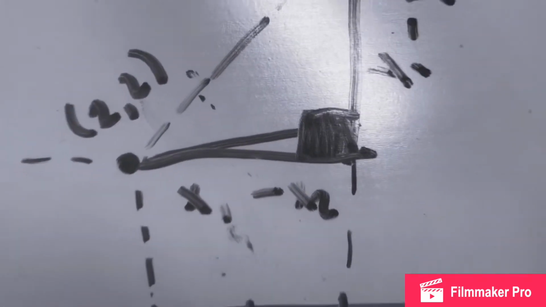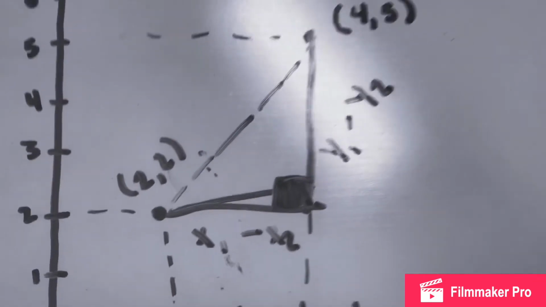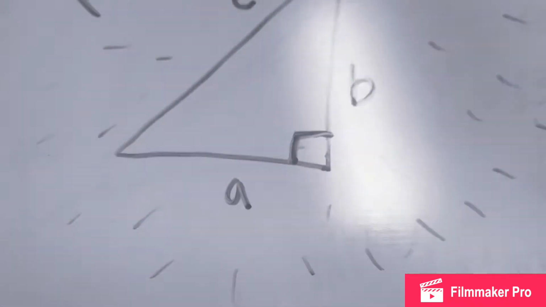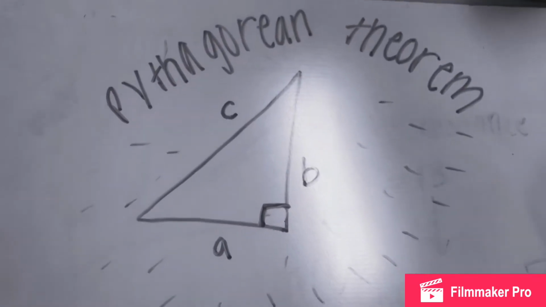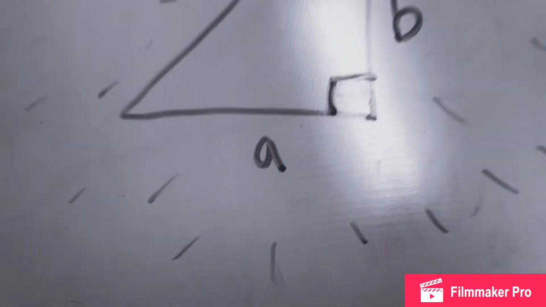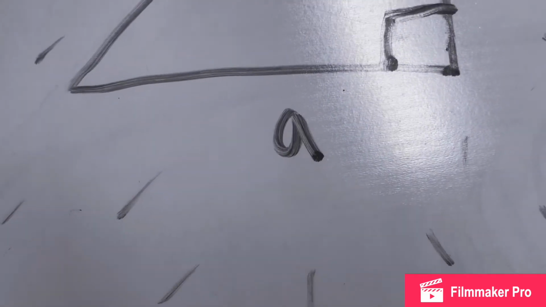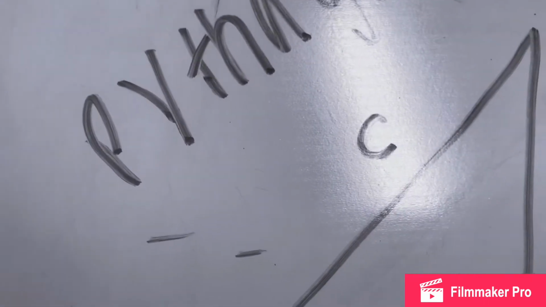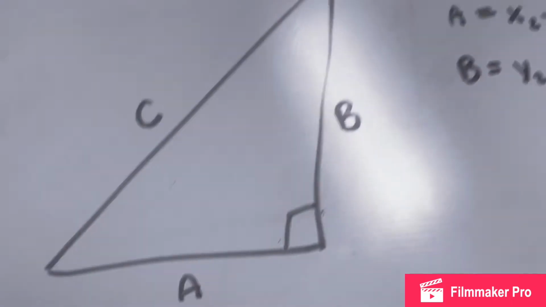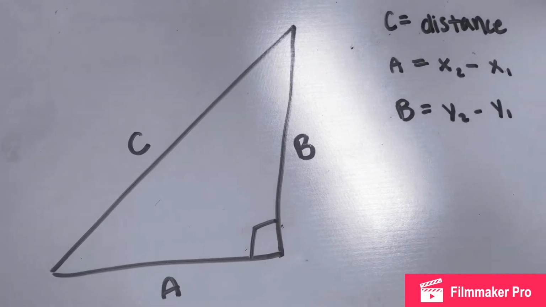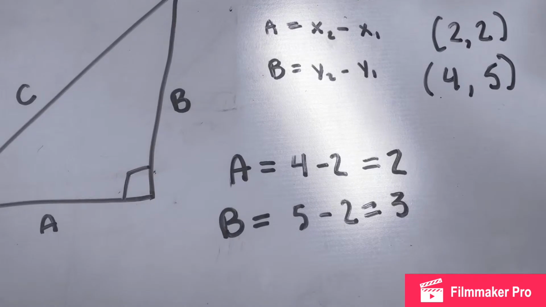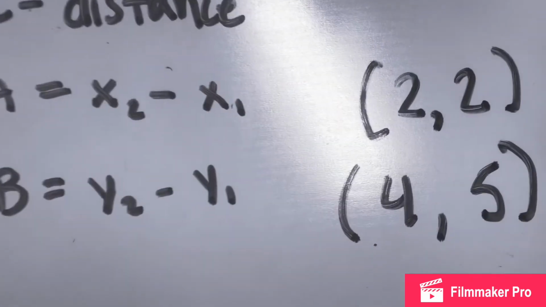Using these two sides, you can apply it to the Pythagorean theorem. Using your A value and your B value, you can find your C value, which is the distance between the 2 points. To actually solve this problem, subtract x1 from x2 to get A, and subtract y1 from y2 to get your B side. For this problem, your A value would be 2 and your B value would be 3.